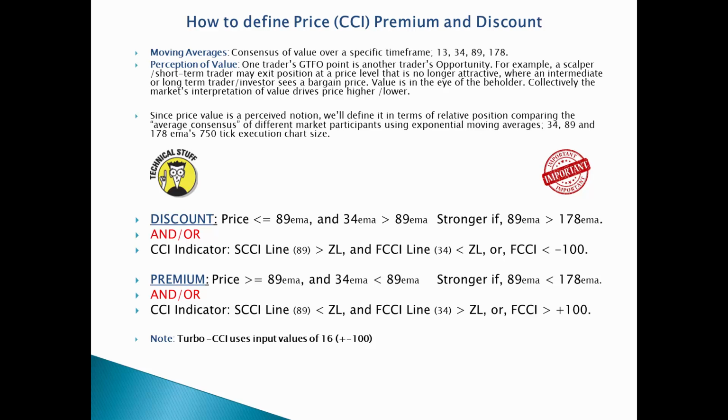Going with the oscillator, the CCI indicator crossover, you're going to have the slow CCI again, which is represented by the 89, so you can have a red histogram. So the red histogram is below the 0 line, and the fast CCI line, which is the 34, is above the 0 line.